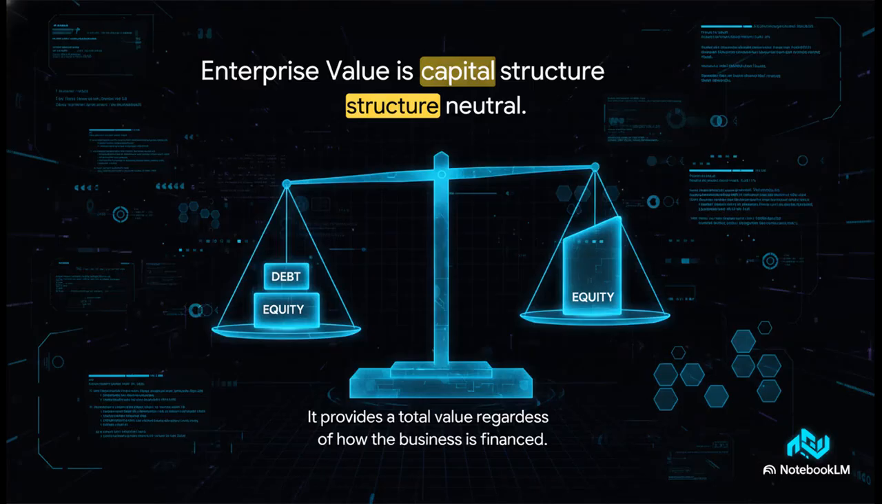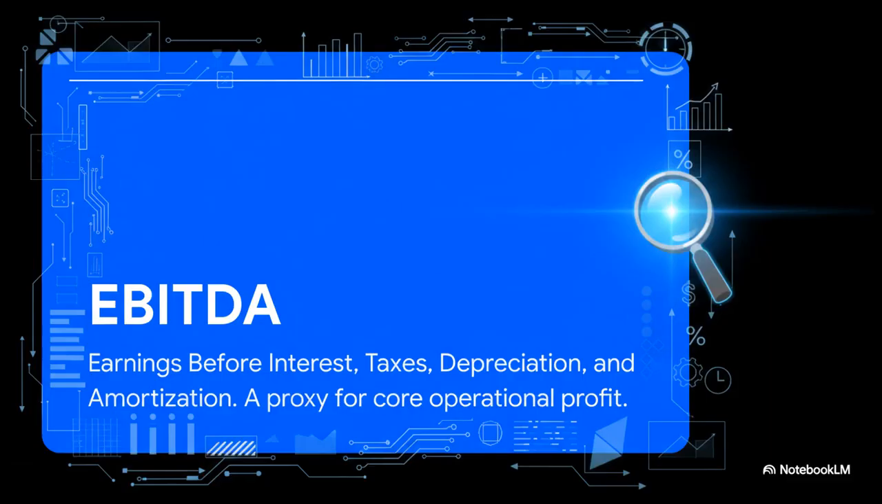And this is the magic of enterprise value. Because it includes both debt and equity, it becomes capital structure neutral. It just doesn't care if a company is funded with a mountain of debt or entirely by its shareholders. It just looks at the total value of the operating business. It's a beautiful thing.